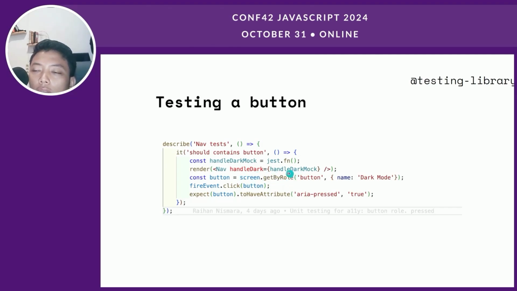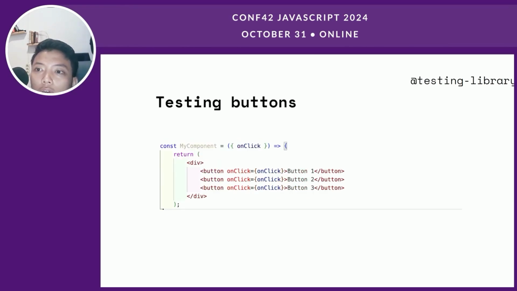So the test gets, by the screen and then by role of the button, then we see the name of the button is dark mode. Then we expect that button to have the attribute aria-pressed true, which is really accessible for unit testing. I'm using the testing library from React and also Jest. You can also use Vitest or any other testing library.